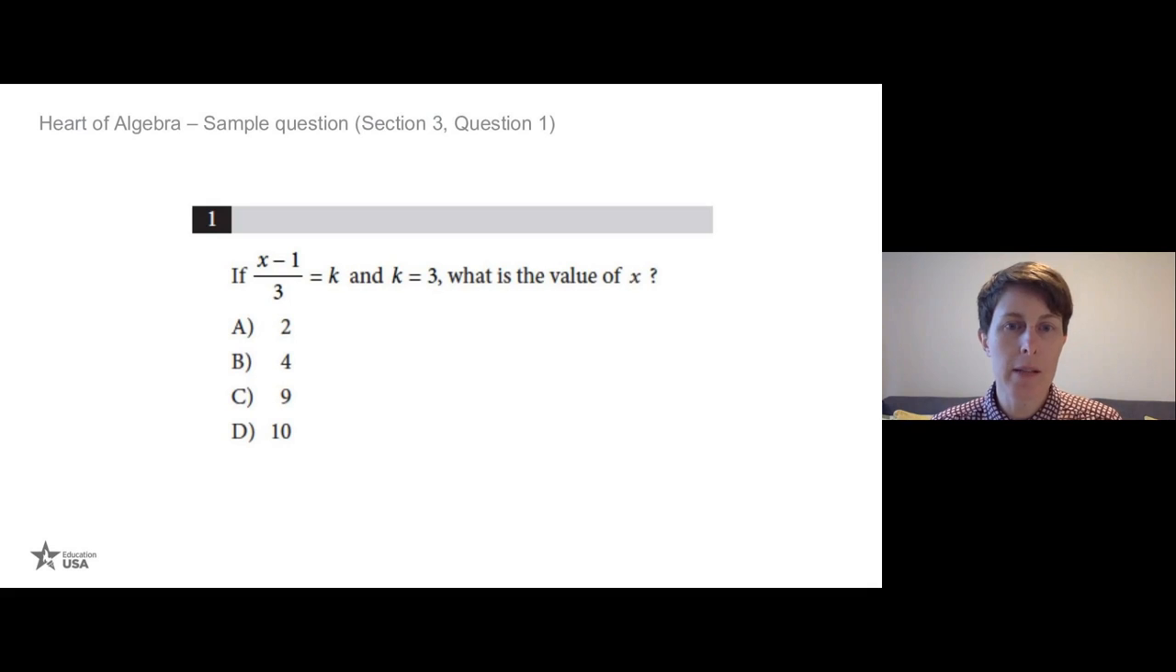So what that means is, if the first few questions feel quick, feel a bit easy to you, that's okay. They're supposed to. As you can see, this is a pretty standard algebra solve for x situation: plug in the value of k and then solve for x.